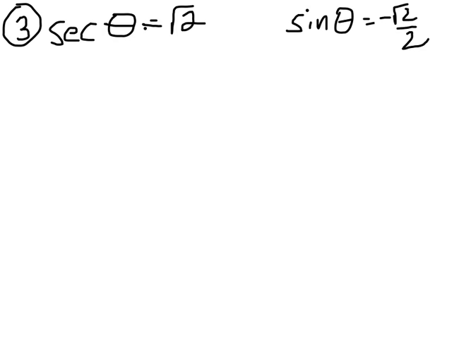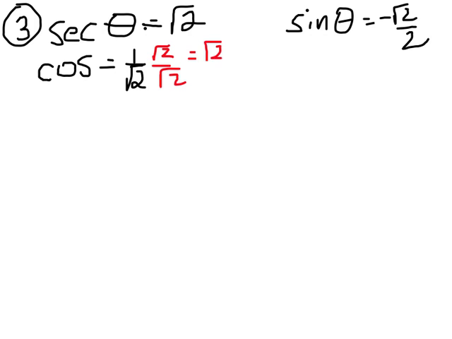We've already got 2, and don't we really easily have 4 of them? Because all we have to do is flip them, and we'll have another set. For instance, what's the reciprocal of secant? Cosine. So the cosine is going to be 1 over square root of 2, and we have to rationalize it. So the square root of 2 over 2 is the cosine, and the sine is negative square root of 2 over 2.